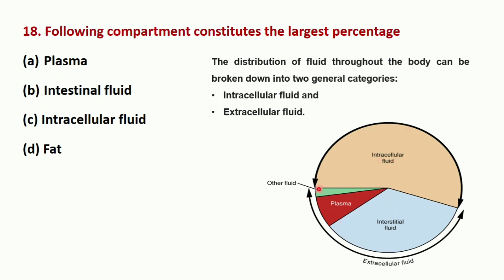Intracellular fluid occupies the largest part of the body. Our body is constituted completely of cells, so that's why intracellular fluid is the most we can observe among the body compartments. After this we can observe the interstitial fluid, the liquid present between the cells, and then plasma in the blood, and then other fluids. So the compartment that constitutes the largest percentage is the intracellular fluid.